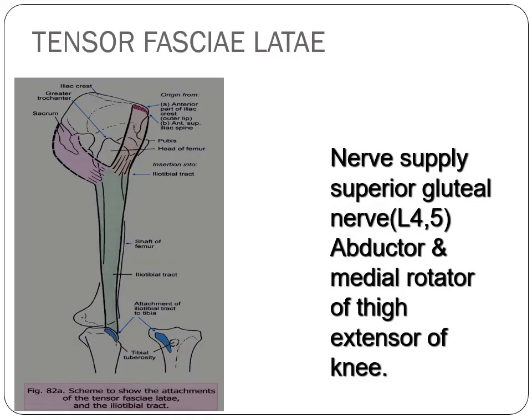Now, the nerve supply of the tensor fascia lata: you see this is the origin of the tensor fascia lata, and here there is the iliotibial tract, where its insertion is. Superior gluteal nerve L4 and L5, abductor and medial rotator of the thigh, extensor of the knee.